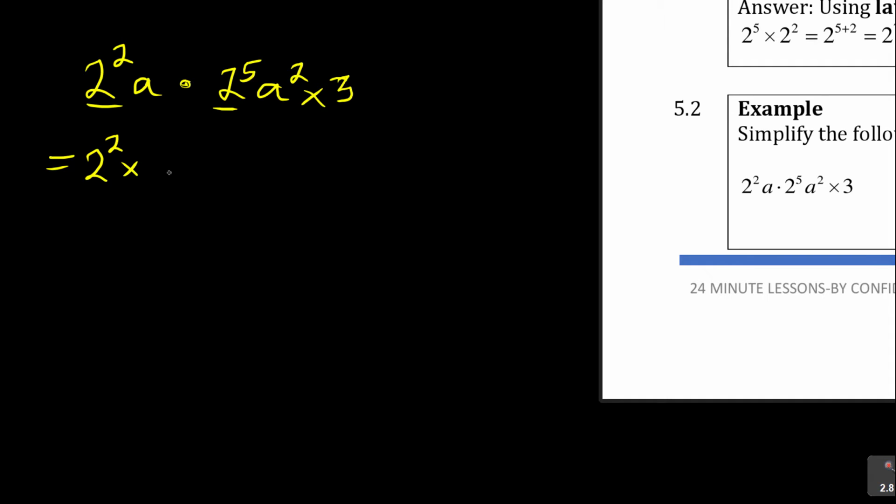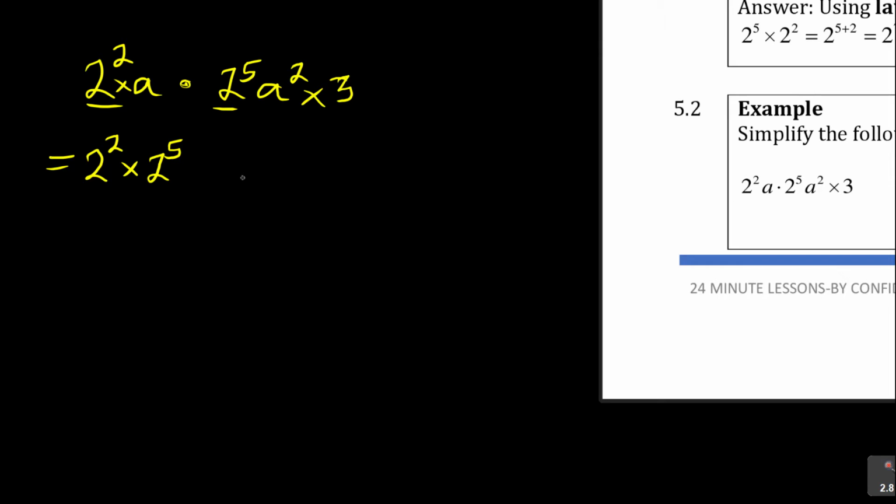They are saying here 2 to the power of 2a dot 2 to the power of 5a squared times 3. I'm supposed to use the laws of exponents here, but remember, whenever you're using the laws of exponents, you can regroup these things together, whereby the bases that are similar come together. For example, I've got 2 to the power of 2 times 2 to the power of 5. Remember, dot and times is the same.